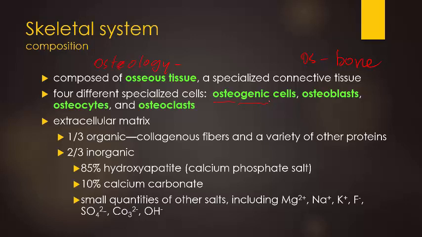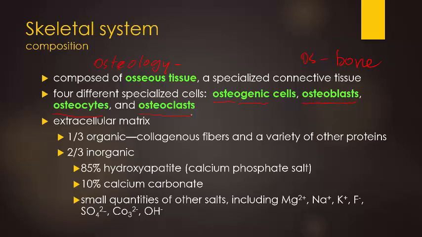So we have osteogenic cells, a kind of cell called an osteoblast. We'll look at osteoblasts and osteocytes later, so I'm going to hold off on that. Osteocytes are just osteoblasts that have grown up. And then finally there's a fourth kind of cell that's an osteoclast. So four kinds of cells that relate to the bone.